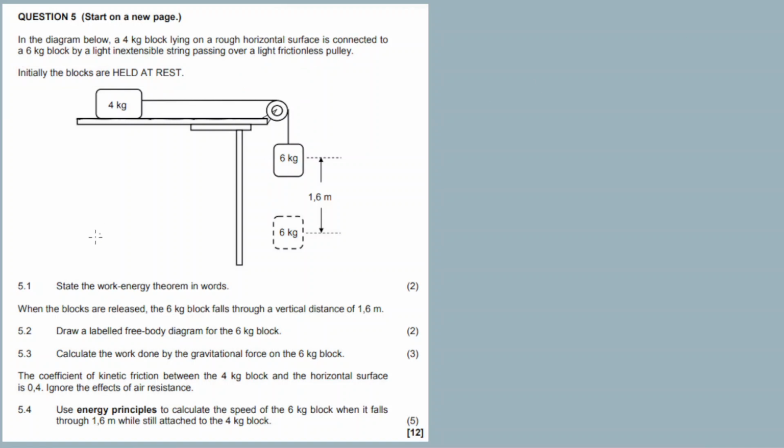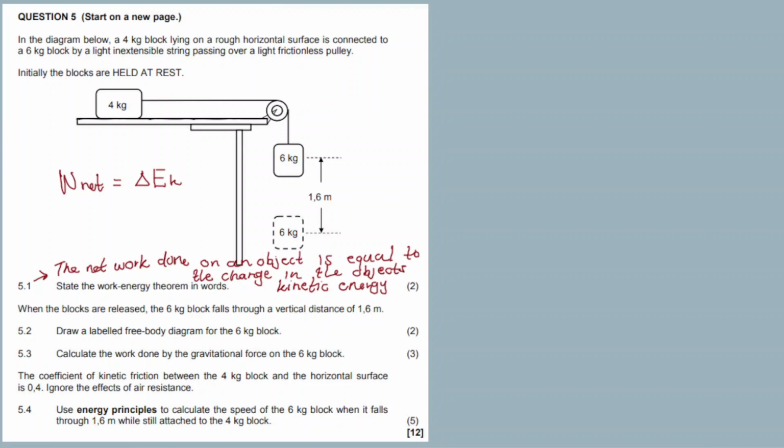Now, 5.1: state the work energy theorem in words. So, net work done is equal to the change in kinetic energy. Basically, the formula itself defines the work energy theorem. The net work done on an object is equal to the change in the object's kinetic energy. You shouldn't lose marks on something like that. Definitions, stating laws, grab those marks.